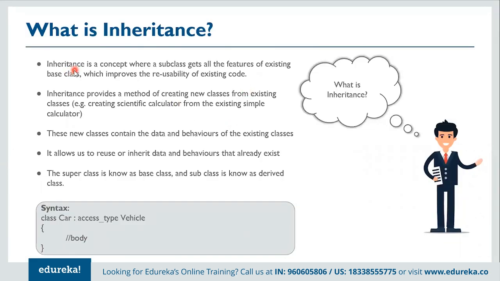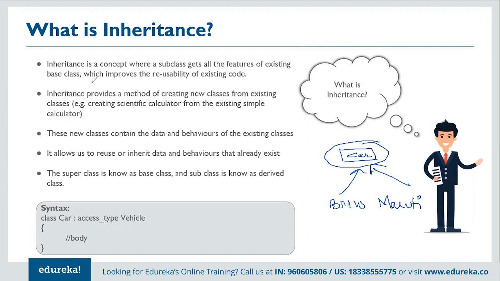So what is inheritance? Inheritance is a concept where a subclass gets all the features of an existing base class, which improves reusability of existing code. So what it means is that, let's say you had a car class, and you want to create a specific kind of car. Maybe it could be a BMW car, for example, or a Maruti car, right? Now, if there is already an existing functionality in car which can be used by BMW or Maruti, we should inherit the car class, or BMW should inherit this and Maruti should also inherit it. That is what it is trying to say.